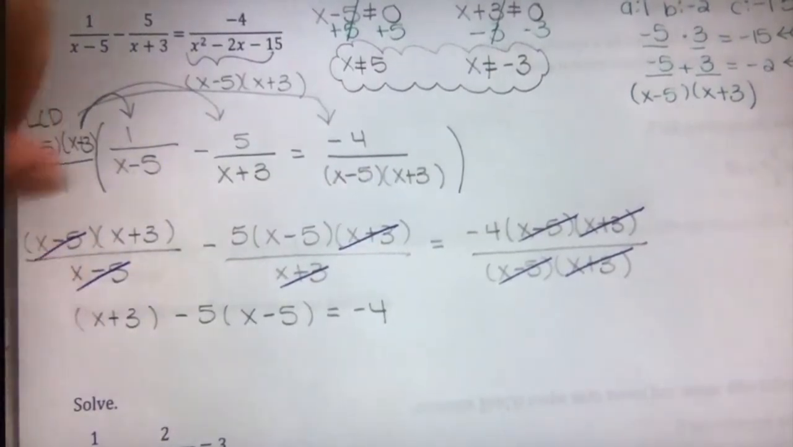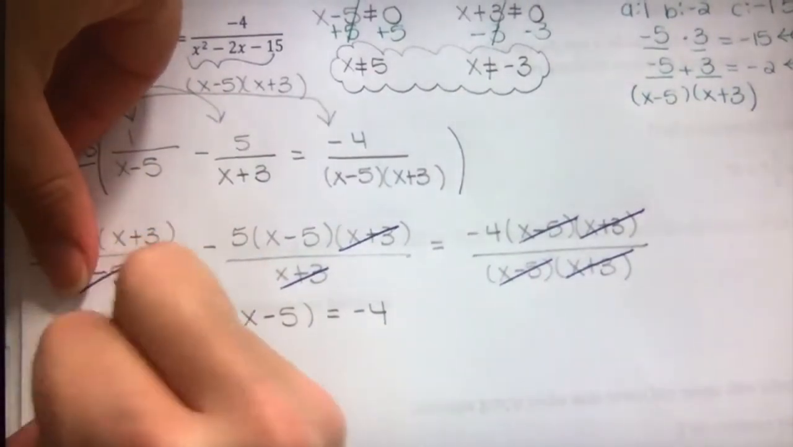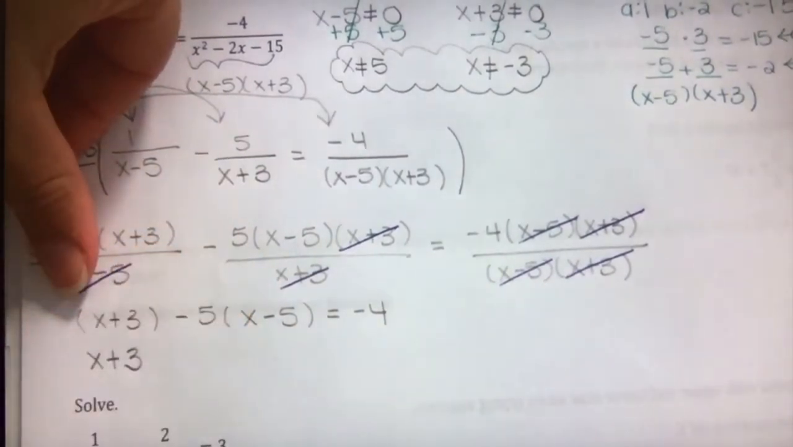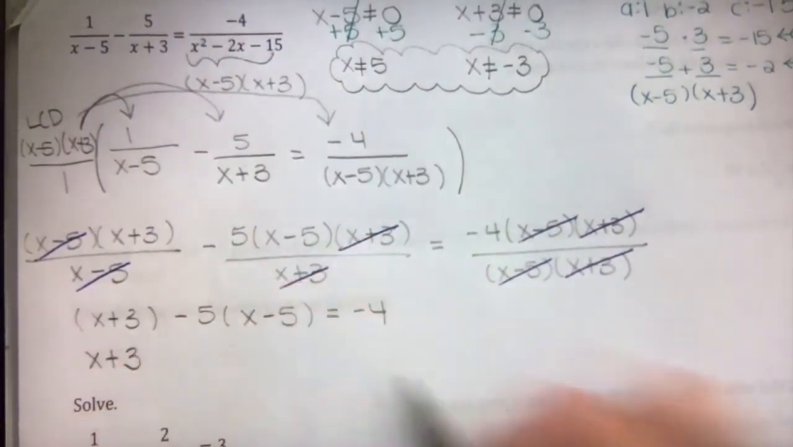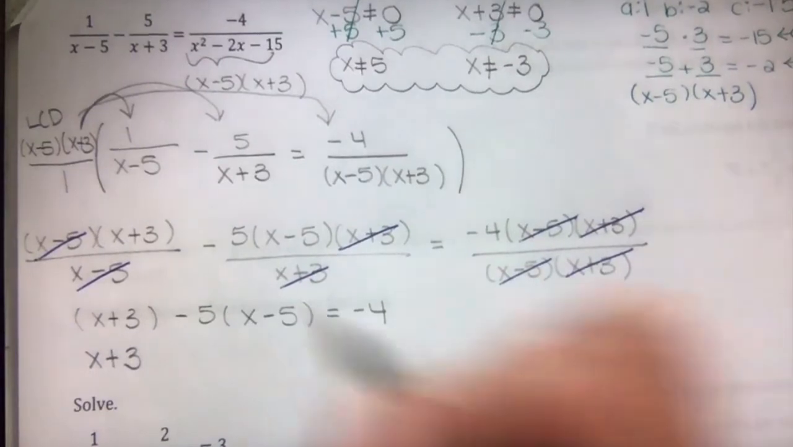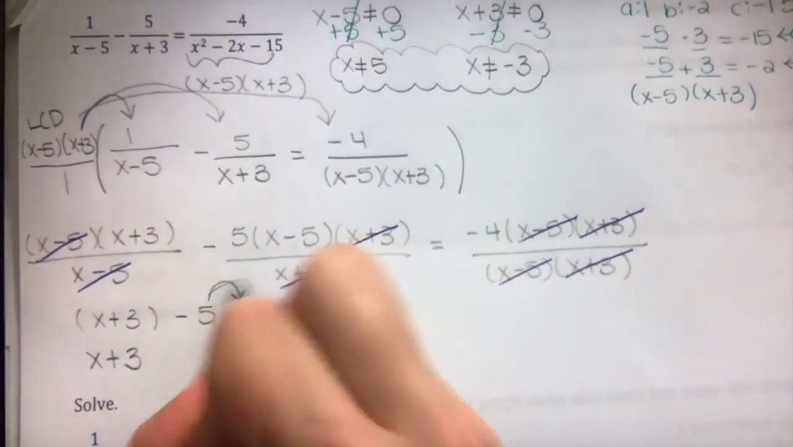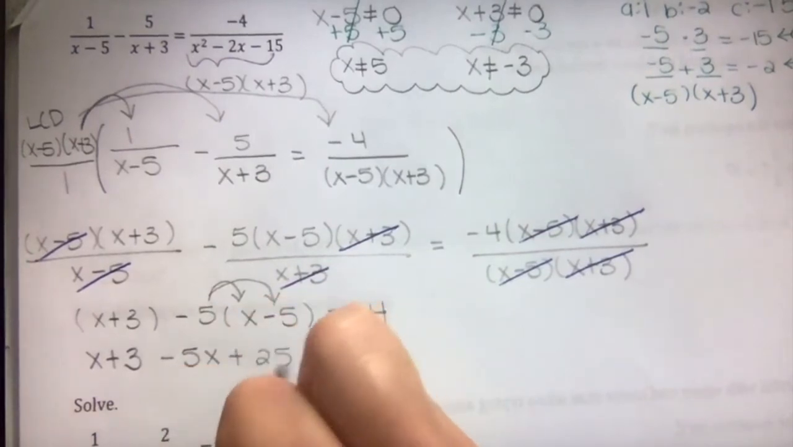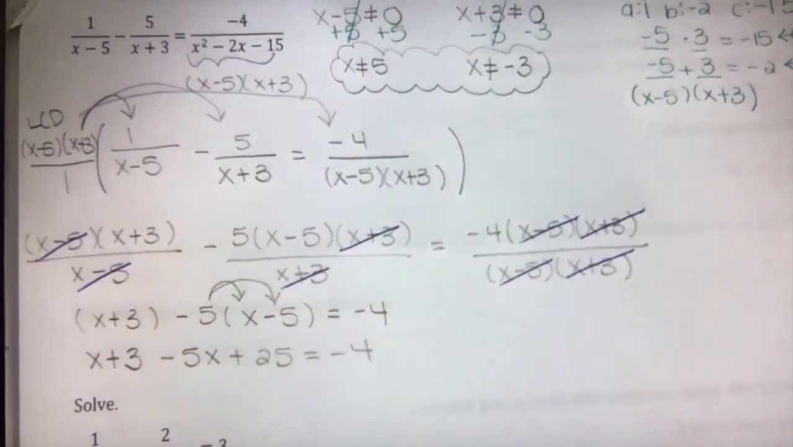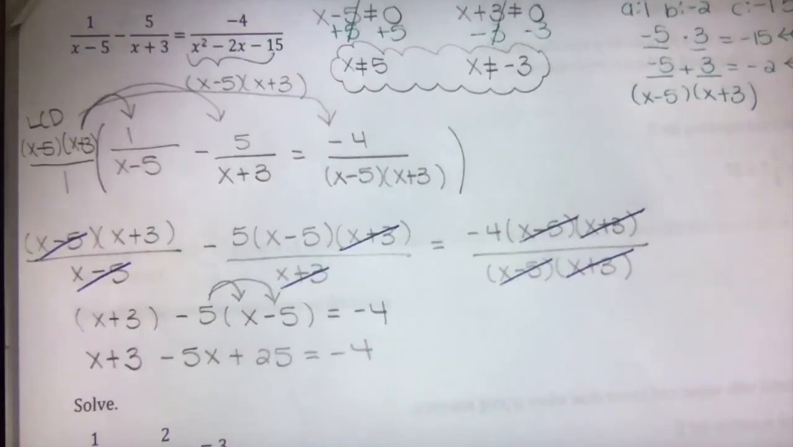Outside of our first parentheses is nothing but a positive 1, so it's going to stay x + 3. Then we have x + 3 minus 5 times (x - 5) equals negative 4. So we can now distribute this negative 5. So negative 5x plus 25 equals negative 4. x + 3 minus 5x plus 25 equals negative 4.